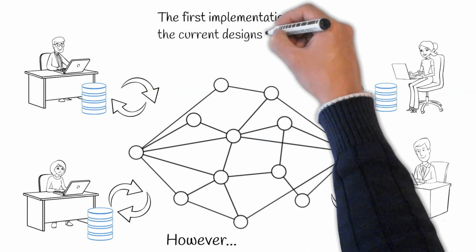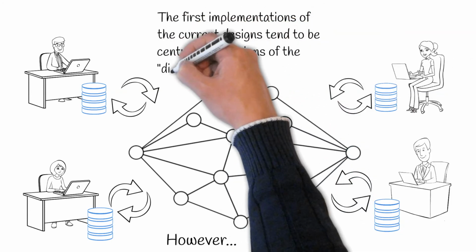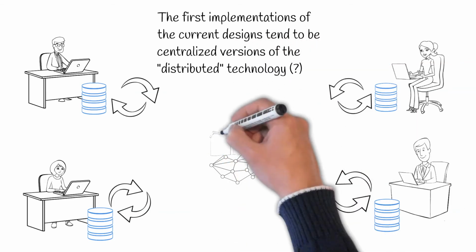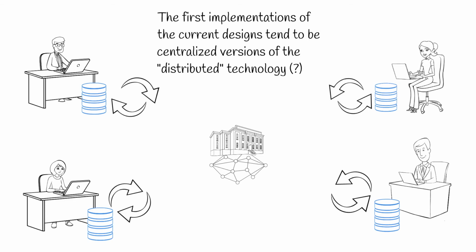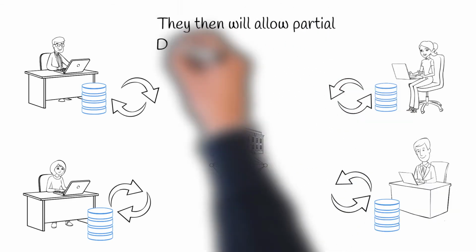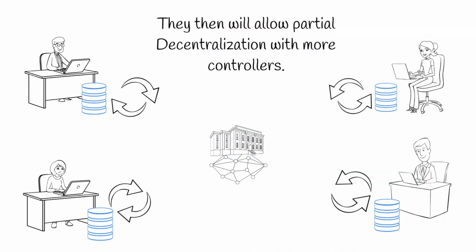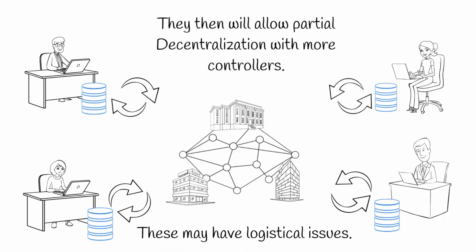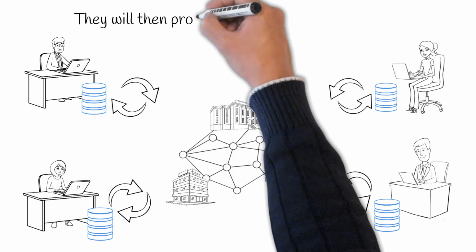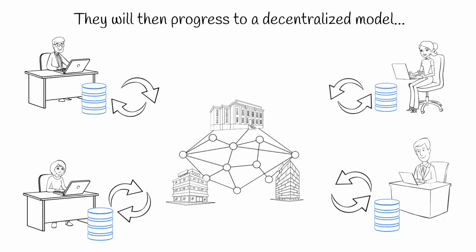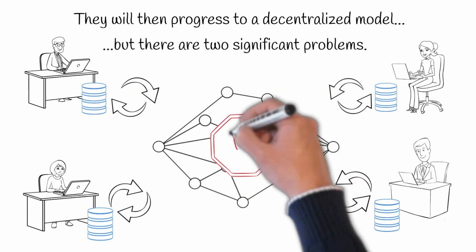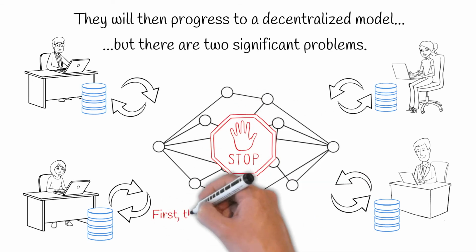However, the first implementations of the current designs tend to be centralized versions of the distributed ledger technology, which is an oxymoron. They then start to allow partial decentralization with more controllers. But these can have logistical issues. The networks will then progress to a decentralized model, but there are two significant problems.